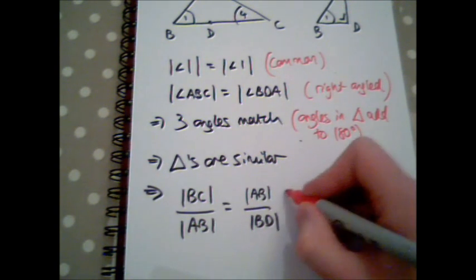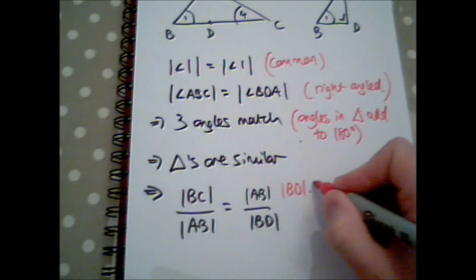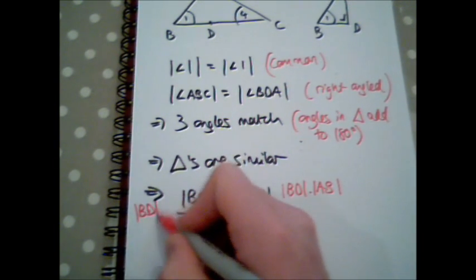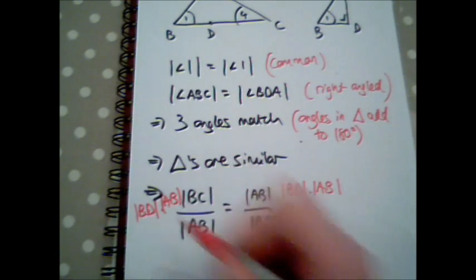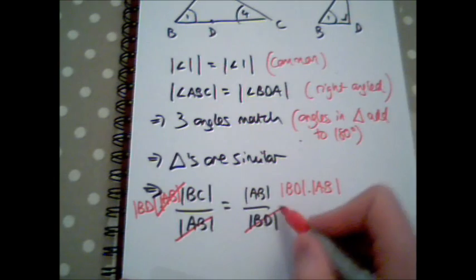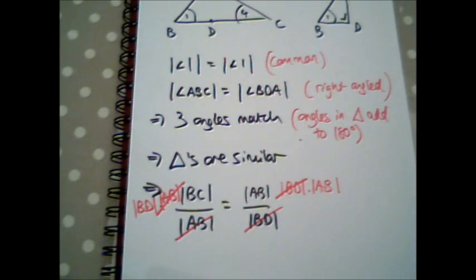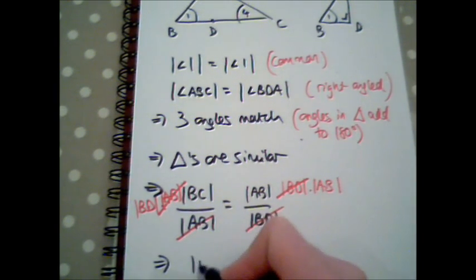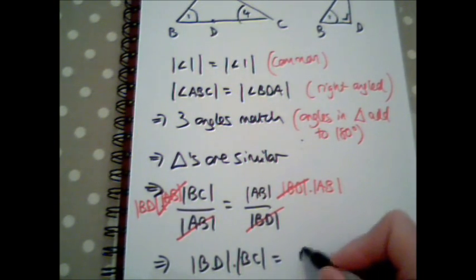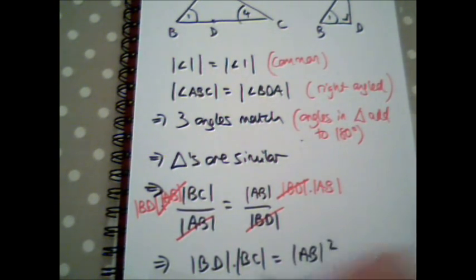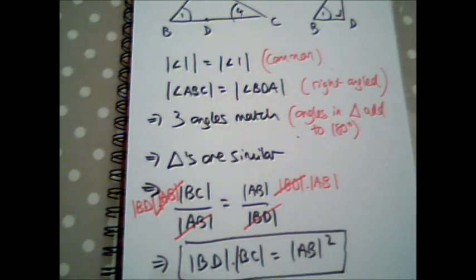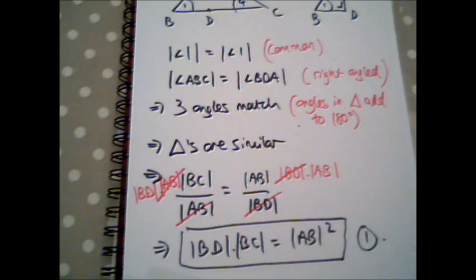So we're going to multiply both sides by BD times AB, seeing as that's the common denominator. On the left hand side the AB's cancel, on the right hand side the BD's cancel, and we're left with BD times BC equals AB squared. AB times AB is AB squared, and we're going to call that 1.